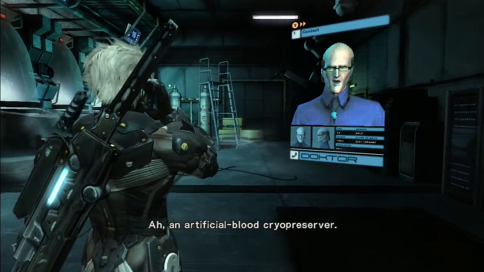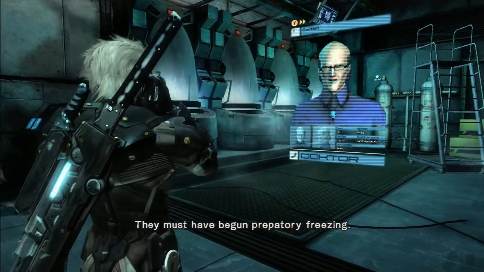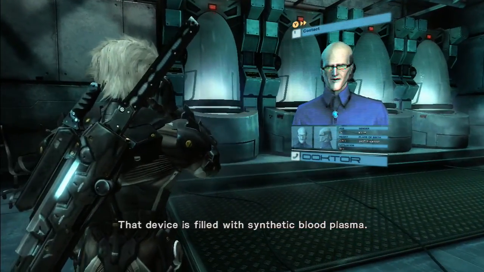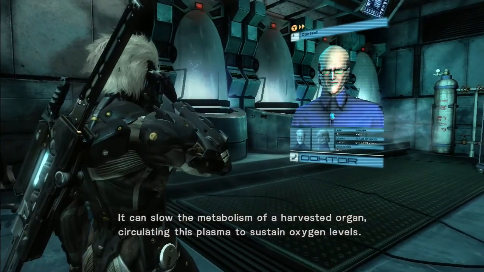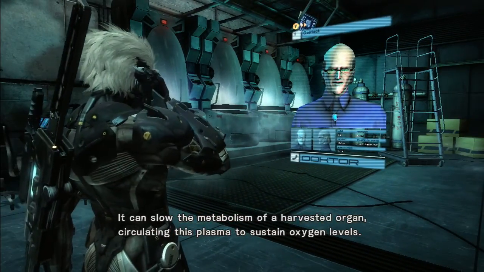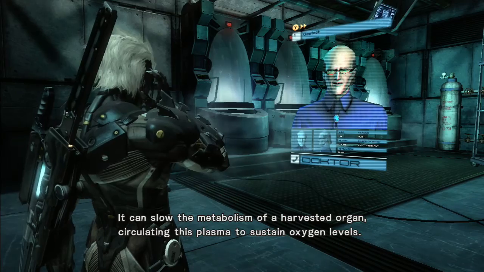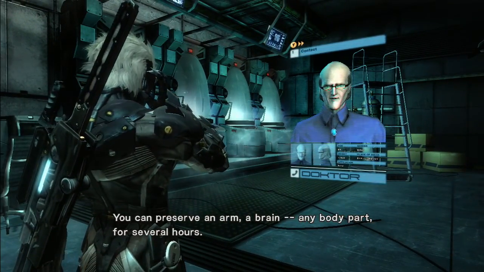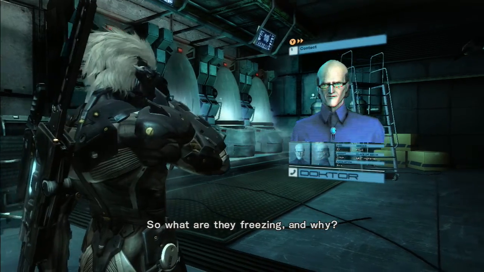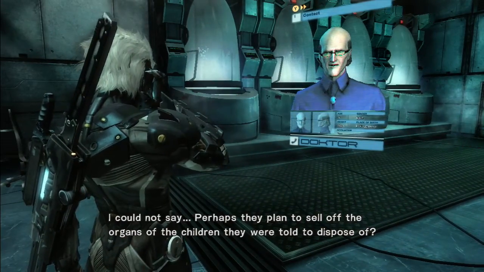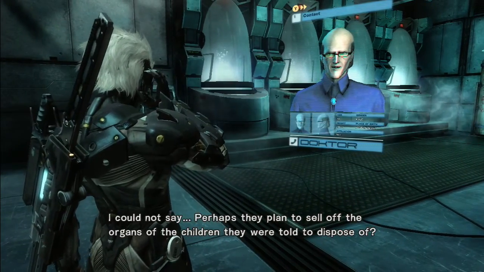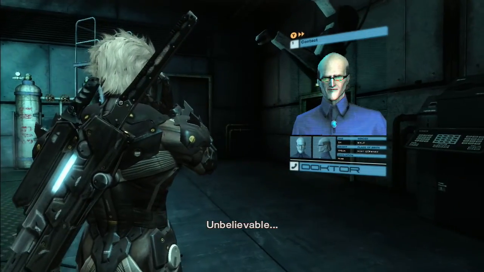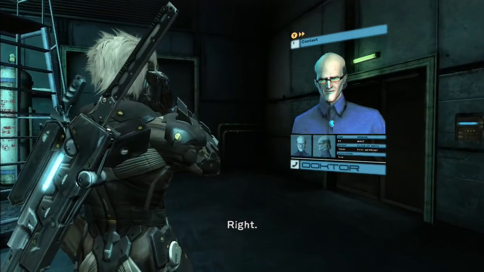An artificial blood cryopreserver. They must have begun preparatory freezing. What do you mean? That device is filled with synthetic blood plasma. It can slow the metabolism of a harvested organ, circulating this plasma to sustain oxygen levels. You can preserve an arm, a brain, any body part for several hours. So what are they freezing, and why? I could not say. Perhaps they plan to sell off the organs of the children they were told to dispose of. Unbelievable. You had best hurry, Raiden. Right.